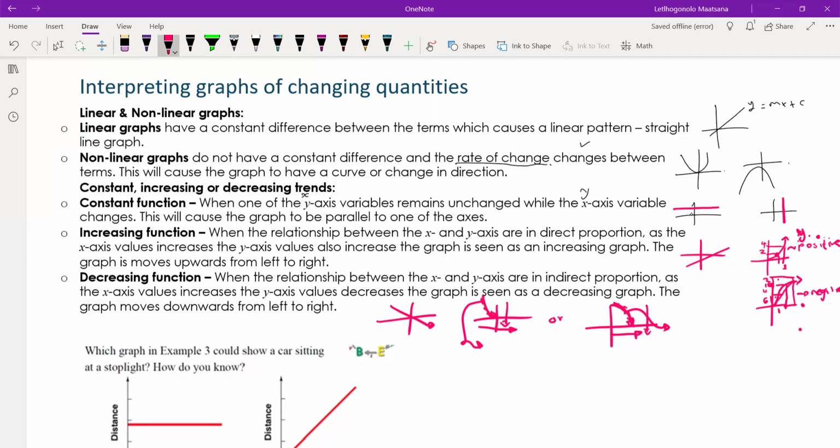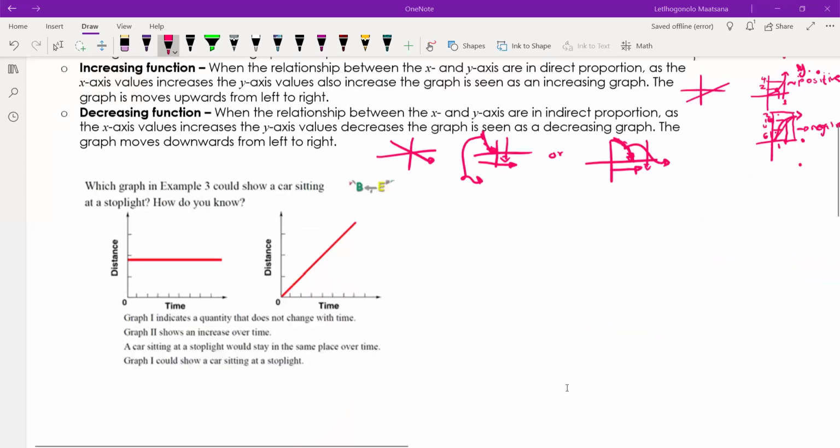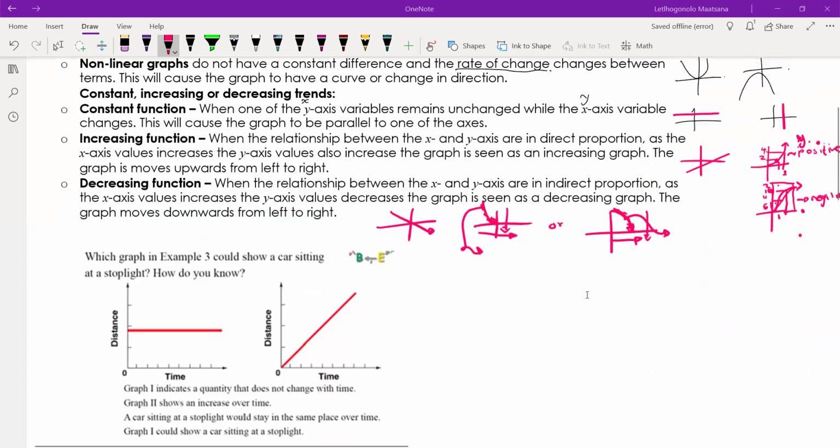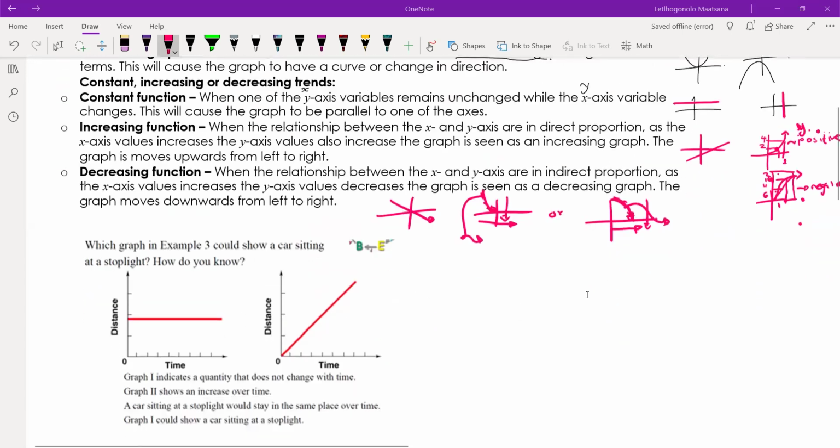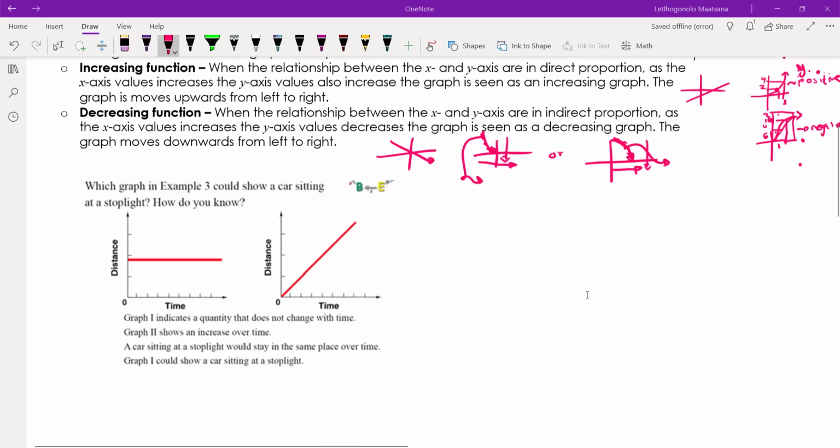Let's take a look at some examples. This example says, which graph in example 3 could show a car sitting at a stoplight, this one or that one? So if something is not changing, your distance is not changing, we should have what? A constant graph, meaning that our y value should sit at a constant number, and therefore this graph will represent someone who has stopped at a stoplight.